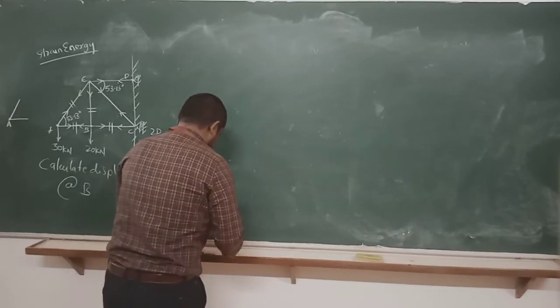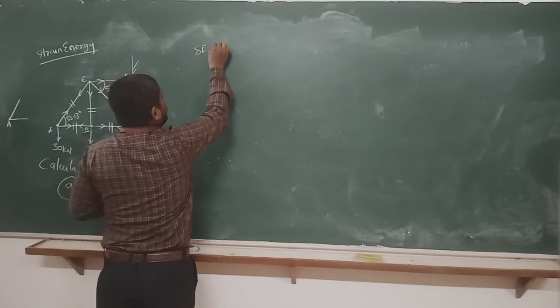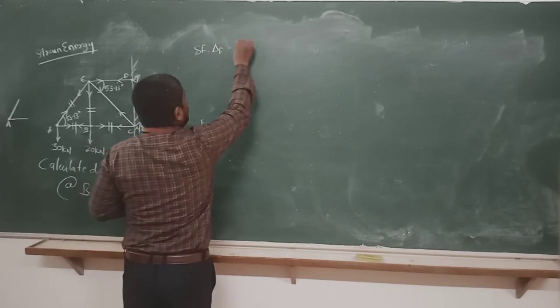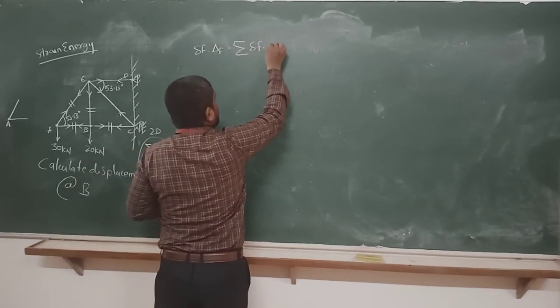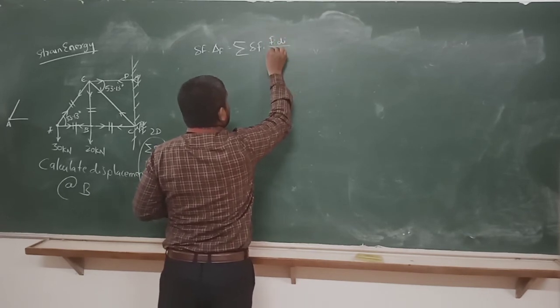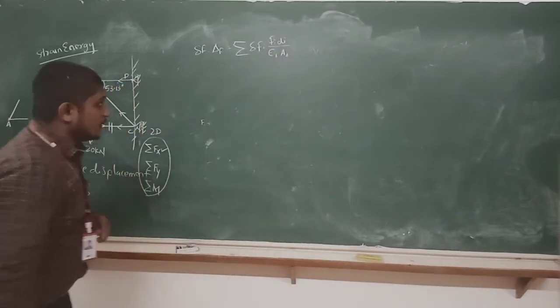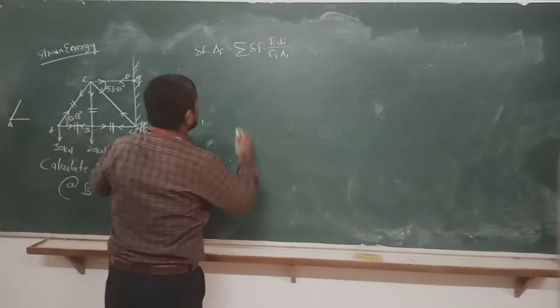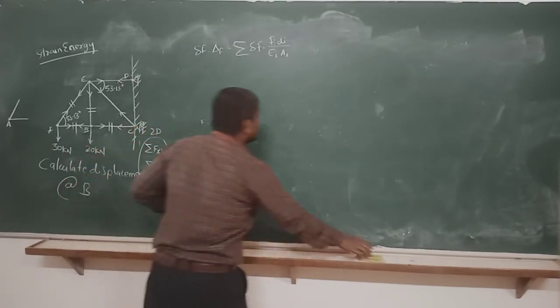Now I will make the table. First I will write the equation, that is 1 into delta is equal to summation of small f_i into F_i L_i divided by A_i E_i. So F_i L_i.